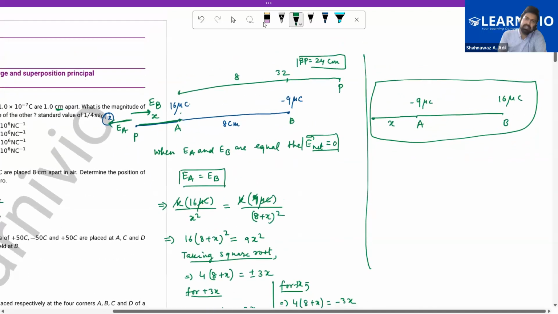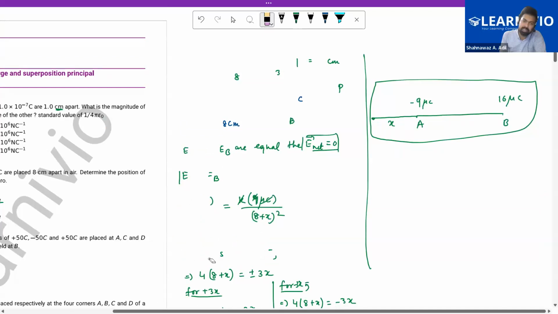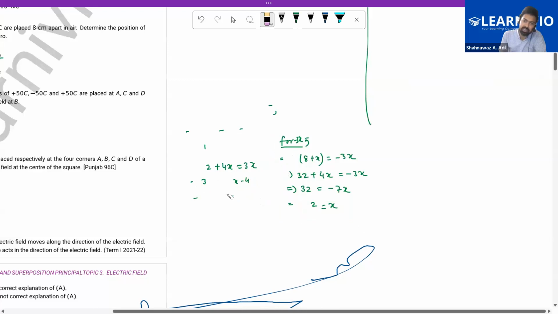So now let us understand this with this picture, right? Both are correct. Whatever method we choose, both are correct. But looking at the option, we should take the direction with the minus 9 microcoulomb charge, right? So that should be the correct one.